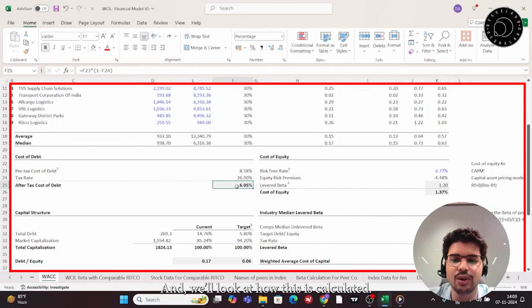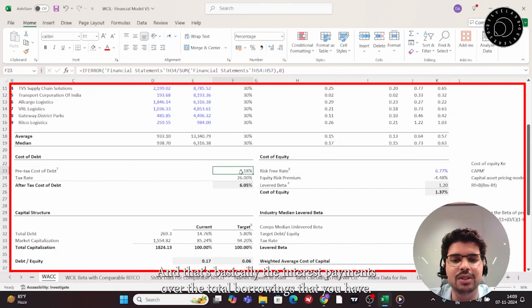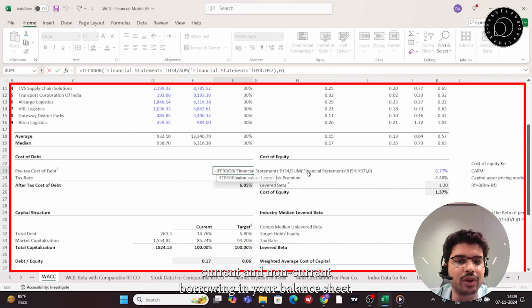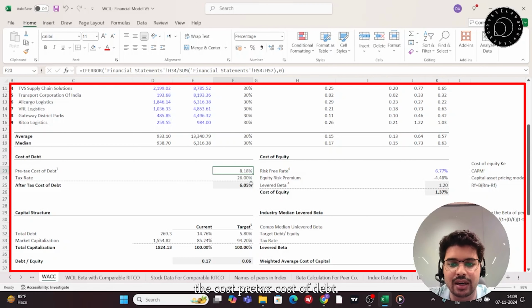And we look at how this is calculated. So here you'll notice that we've done pre-tax cost of debt, and that's basically the interest payments over the total borrowings that you have, current and non-current borrowing in your balance sheet. So this comes from the income statement, this comes from the balance sheet, and this gives us the pre-tax cost of debt.